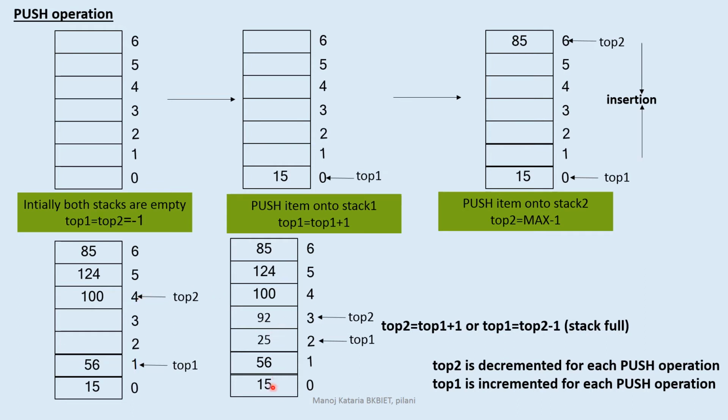Now you see here, because we cannot insert an element directly onto the stack, first of all we check whether there is space for the new element or not. So this is the situation where we can say that the stack is full if top 2 equals top 1 plus 1, or we can say that top 1 equals top 2 minus 1. This means we cannot push an item either onto stack 1 or onto stack 2. So top 2 is decremented for each push operation and top 1 is incremented for each push operation.